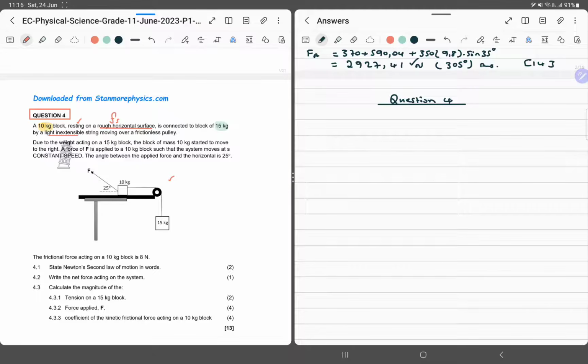Okay, moving over a frictionless pulley. The frictionless pulley simply says, if one has got tension on this side, it should be the same as on the other side.